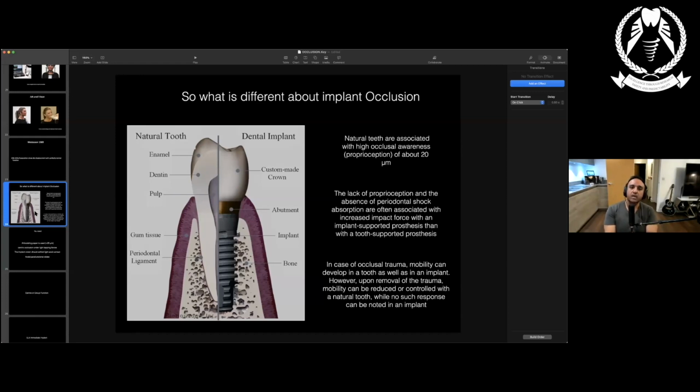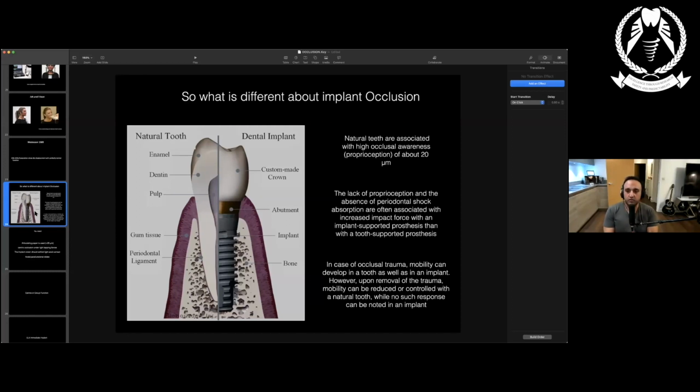So as you can see, natural tooth: enamel, dentine, pulp, gum tissue, periodontal ligament. And an implant: no periodontal ligament, no proprioception at all. So there's a lack of proprioception on implants. Your patients do not know how much force they are applying through that implant. So there's no periodontal shock absorption. That's an important thing, especially with patients who are already parafunctioning.